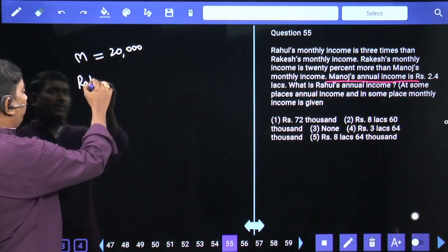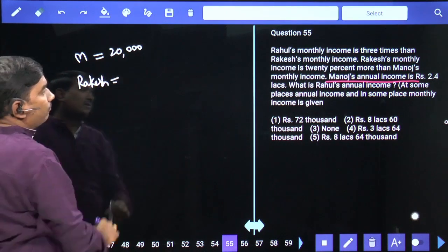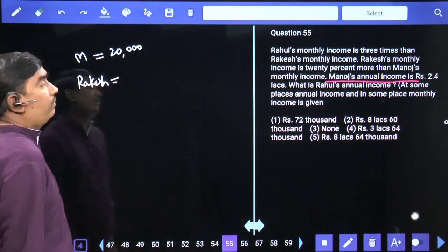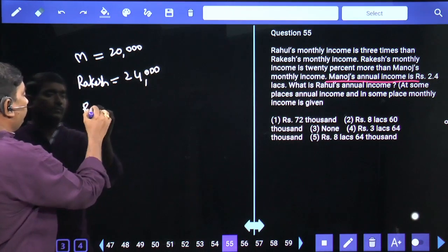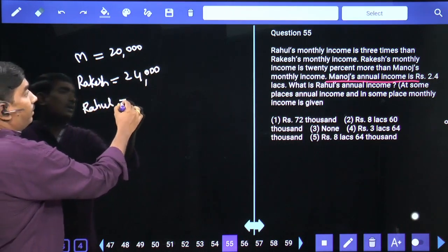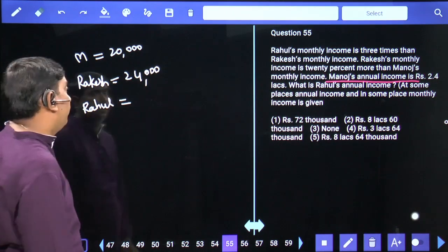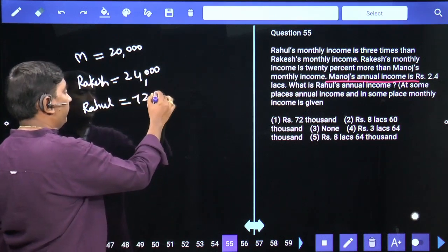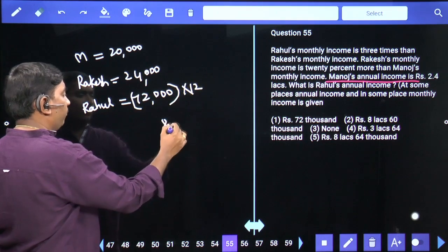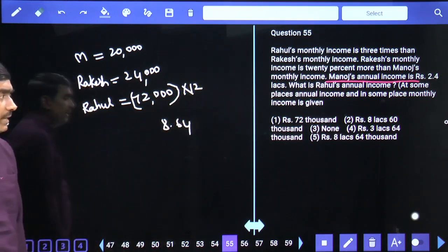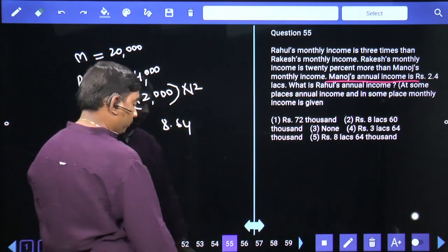Rakesh's monthly income is 20% more than Manoj, and 20% more than Manoj means 24,000. Rahul's monthly income is 3 times Rakesh's, 72,000. Monthly income 72,000, annual income 8.64 lakhs. 8 lakhs 64,000. Fifth option.